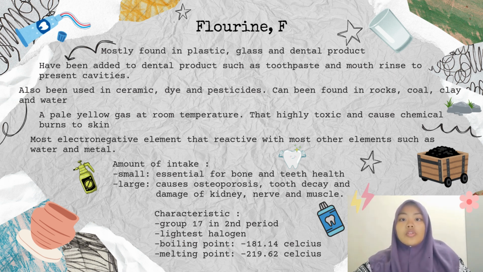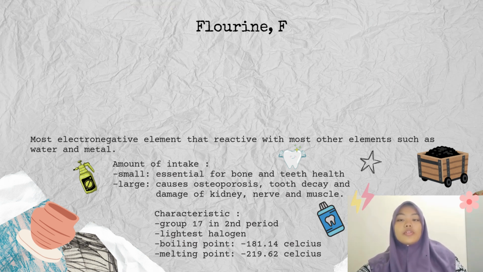So the characteristic of fluorine, which is from group 17 in the second period, is that it is the lightest halogen. So the boiling point is negative 181.1 Celsius and the melting point is negative 219.1 Celsius.